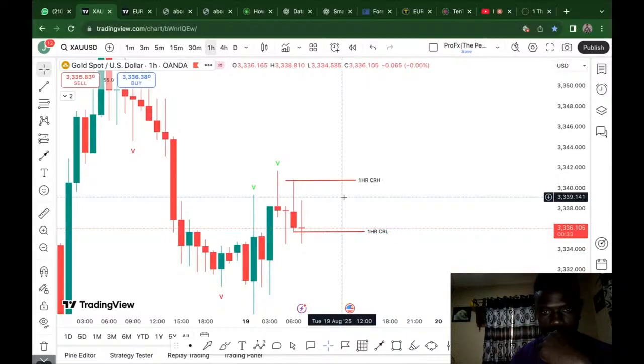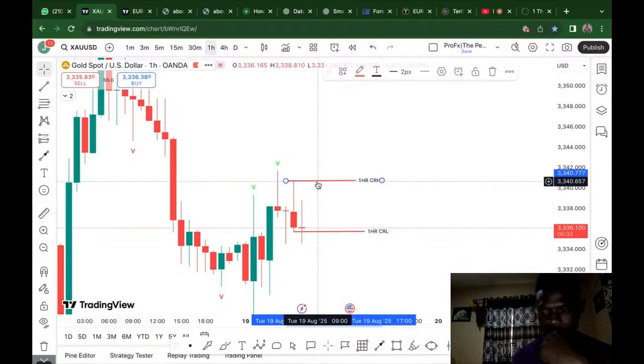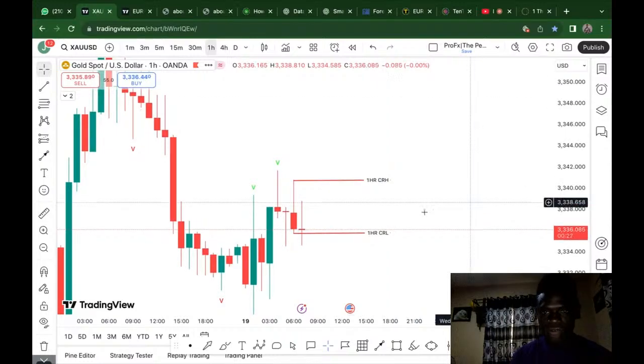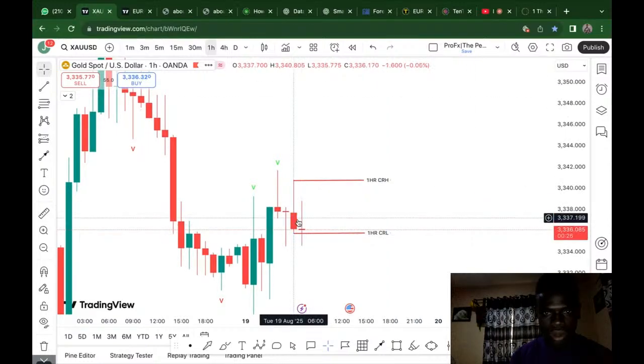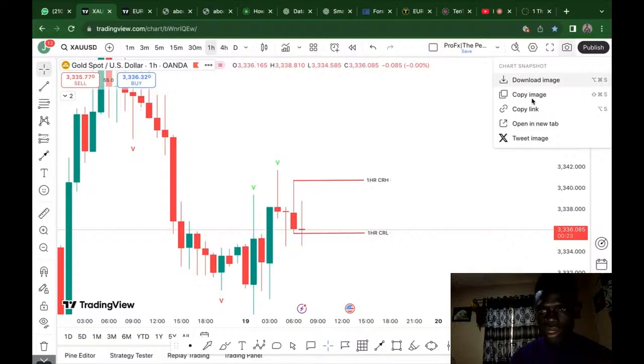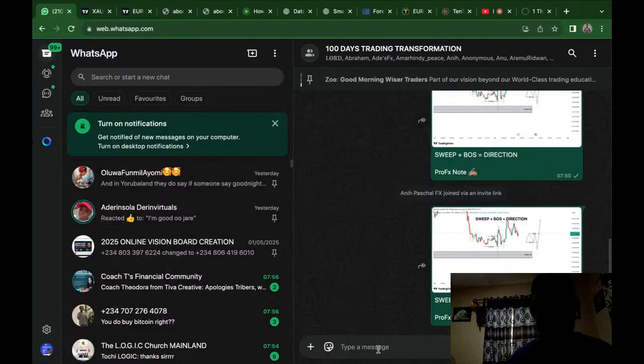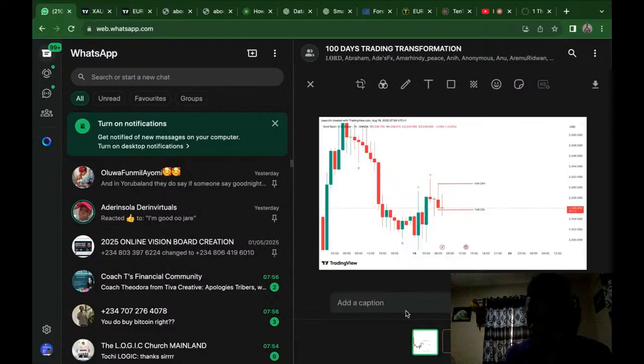I can as well be on 1 minute to have an aggressive buy. So let me send this to the group. We are currently forming a sweep on 1 hour. There's a high chance that this is going to buy and take out the high. There's a very, very high chance. So the 1 hour CRT is forming.